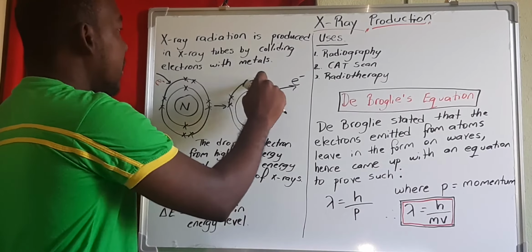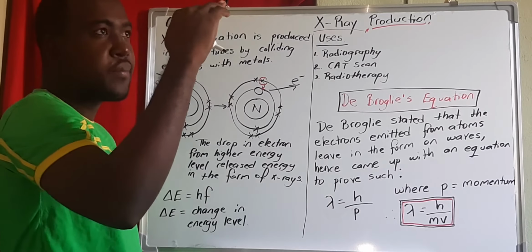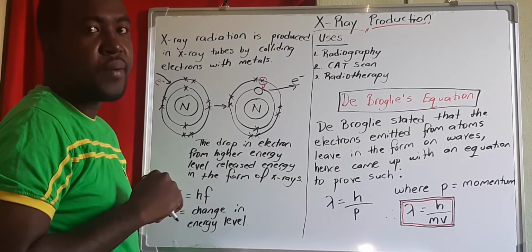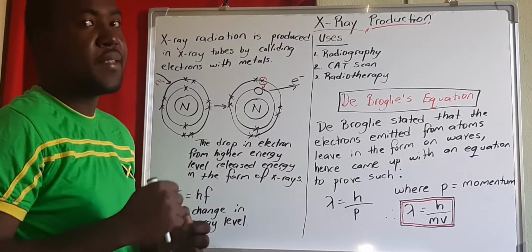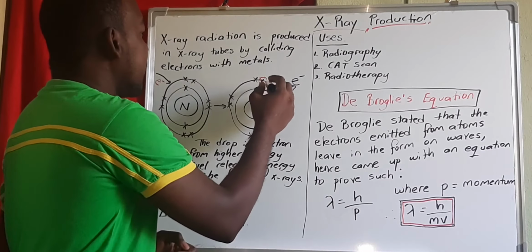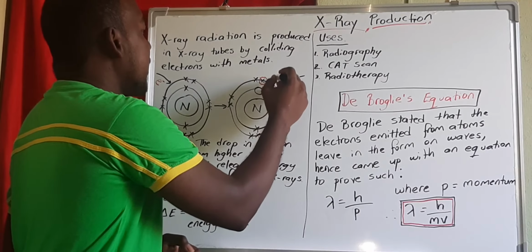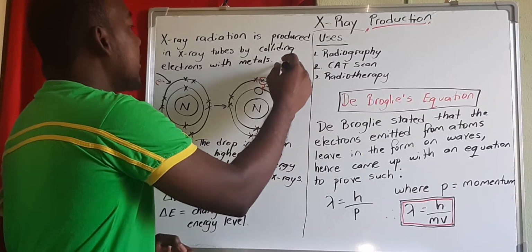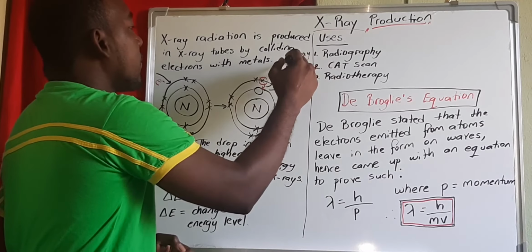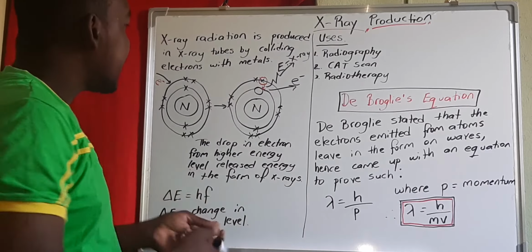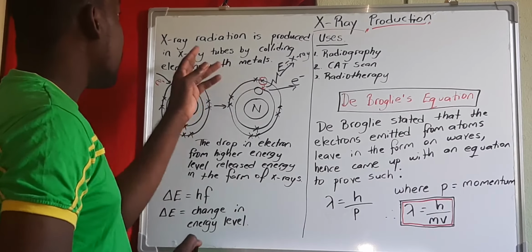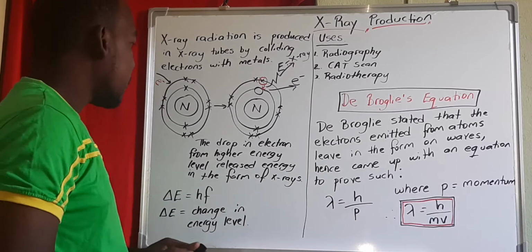So therefore, another electron from a higher energy level will actually drop to that hole to fill that gap, right? So it's in order to stabilize the atom. So because of this drop in energy level, there is that excess energy that is released in the form of X-ray. So basically, that's the summary of how X-rays are formed, using the X-ray tubes, right?